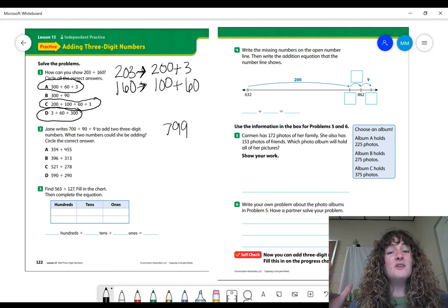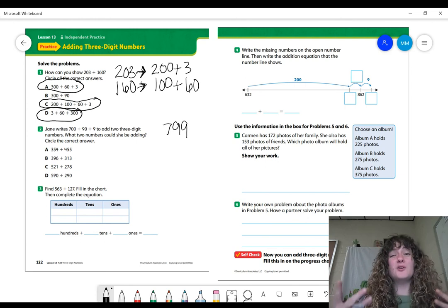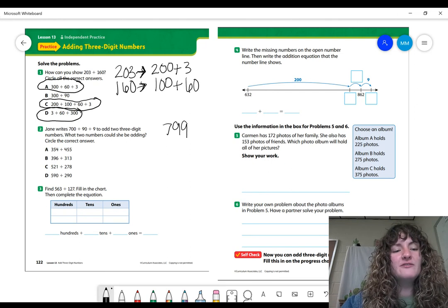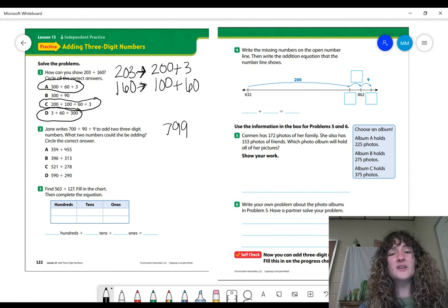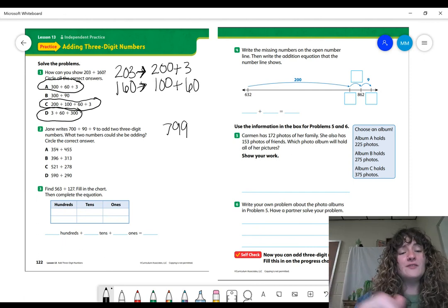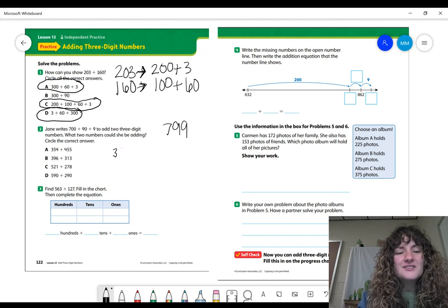If you need an extra piece of paper, go ahead and get it because we're going to be working out some problems. Okay, so let's start with letter A, 354 plus 455. Here is how I'm going to solve this. I am going to show the value of each digit. So 354 and 455.